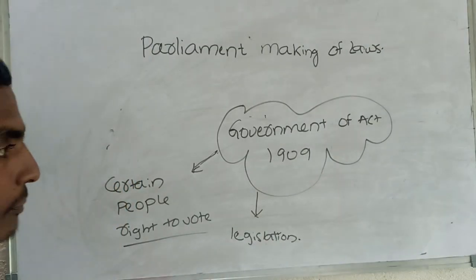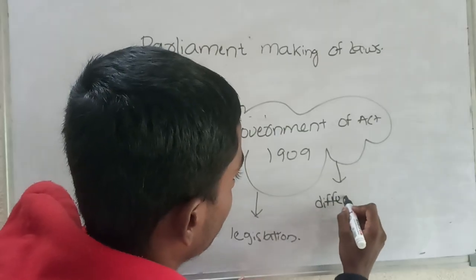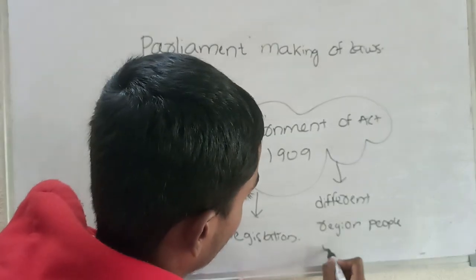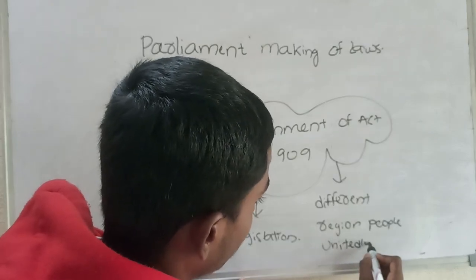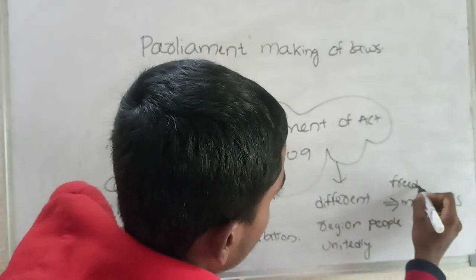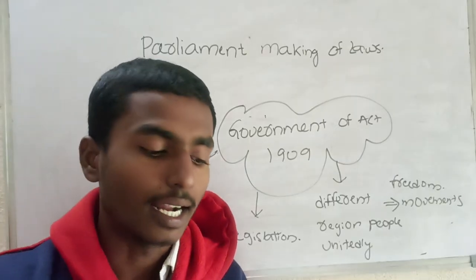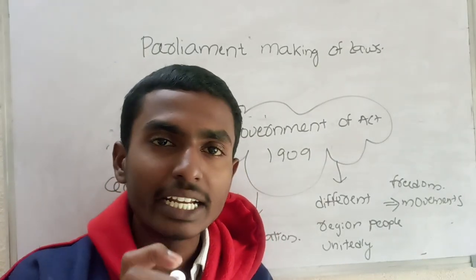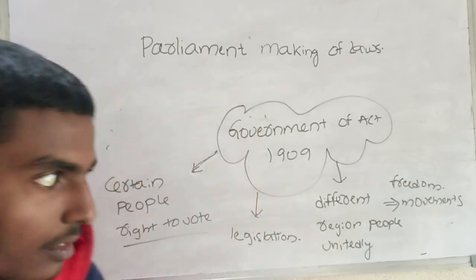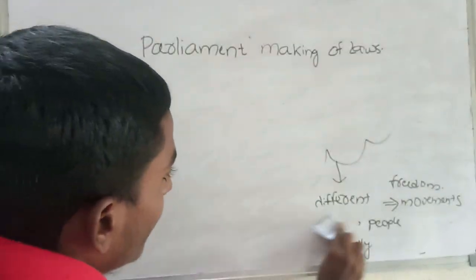Because of this, many people from different places started a revolution. People from different regions unitedly started freedom movements, and they put up a lot of resistance against the British. Then the nationalists observed and analyzed that each and every individual needs the right to vote for the country's development and to preserve peace and harmony. In such a way, our constitution included universal adult franchise.